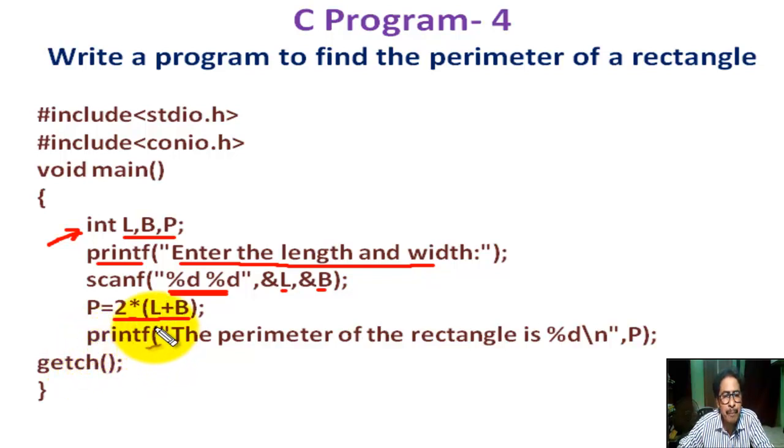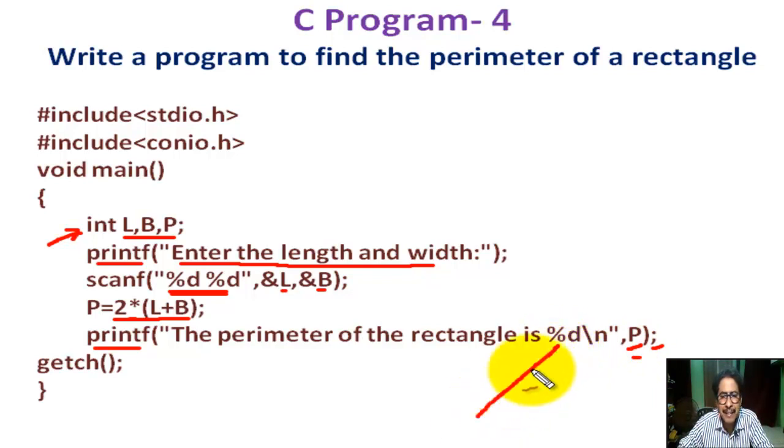Now output, printf within bracket, quotation, the perimeter of the rectangle is %d/n, quotation end, comma, P bracket end, semicolon. Here the printf function is used to display the value of variable P.